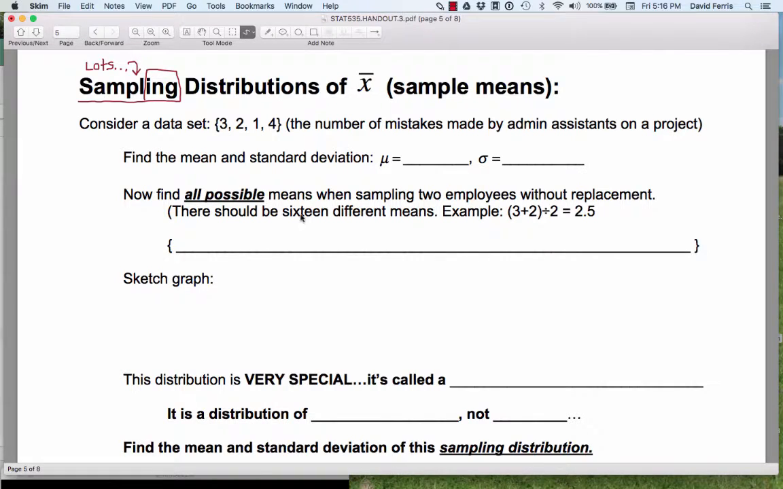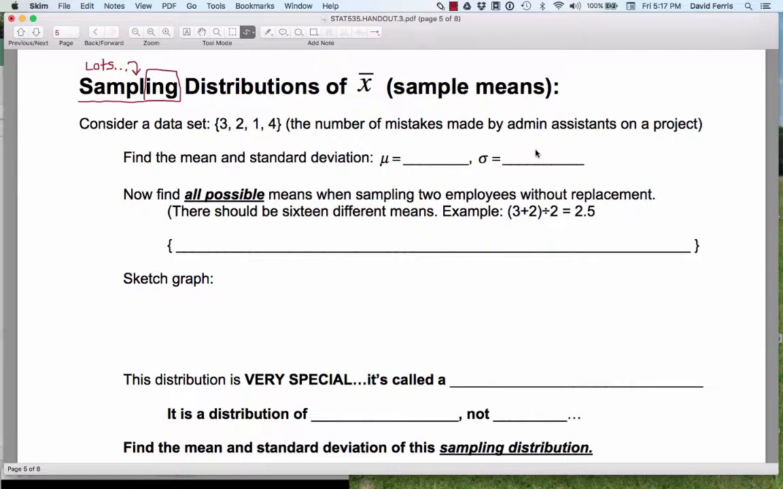So let's start out with something very simple. Here's a data set that only has 4 numbers in it. Of course, they could be in any order. They could be 1, 2, 3, 4, but apparently the way they were collected is a little out of order. There's a context here: these were the number of mistakes made by some people on a project.